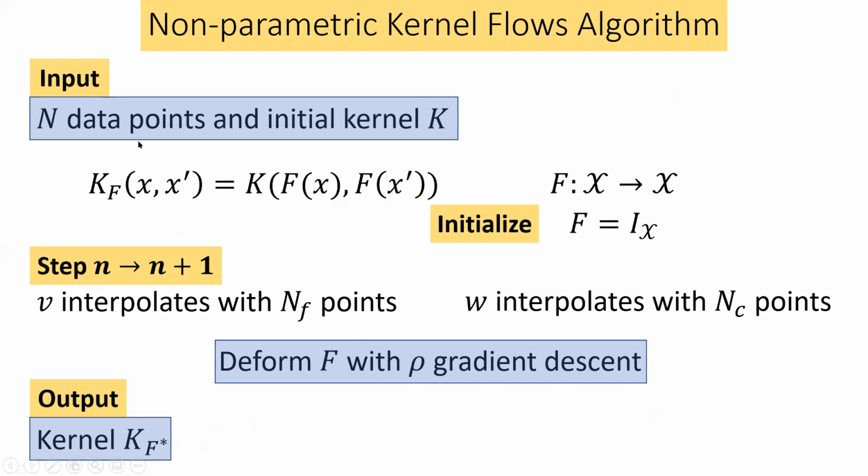The second variant of kernel flows is called the non-parametric variant. It assumes that we have the training set, and we select an initial kernel K. The kernel that this variant learns is of this form, which is a composition of the initial kernel K with some map F. In this case, F is initialized with the identity. To evolve from step n to n plus 1, we simply deform F with gradient descent with respect to the loss function rho. And again, the learned kernel is written as KF star.